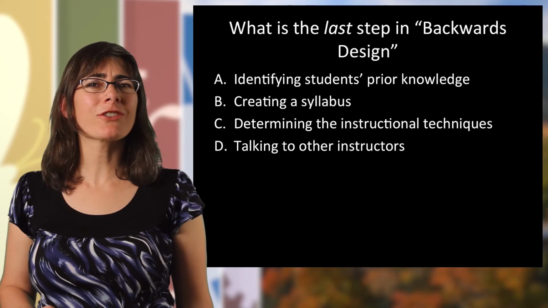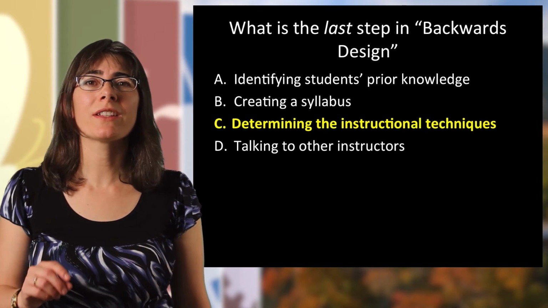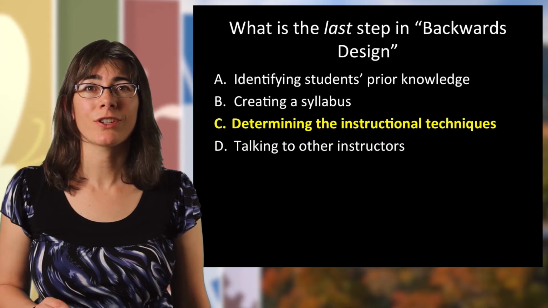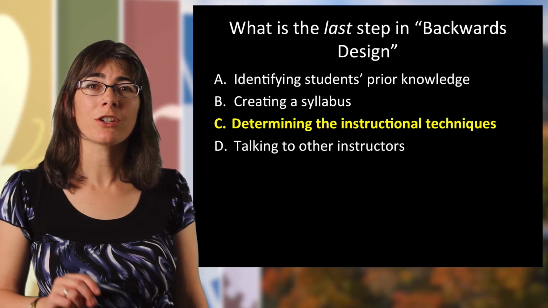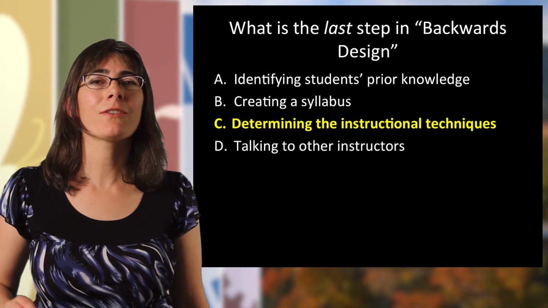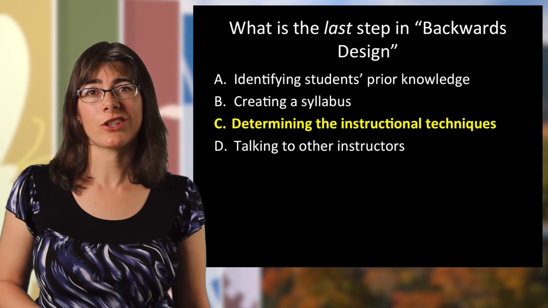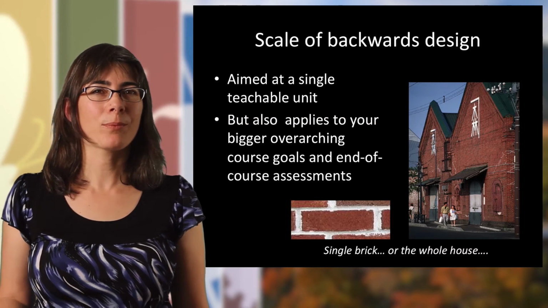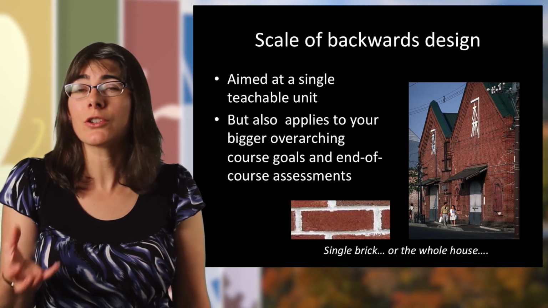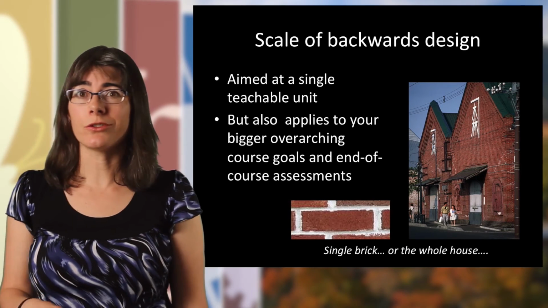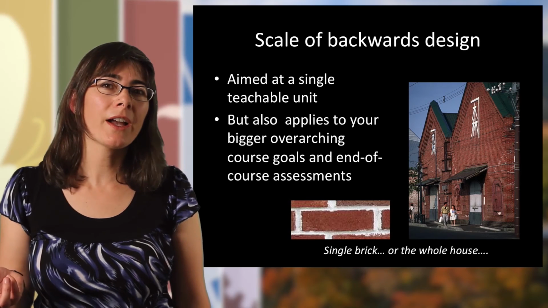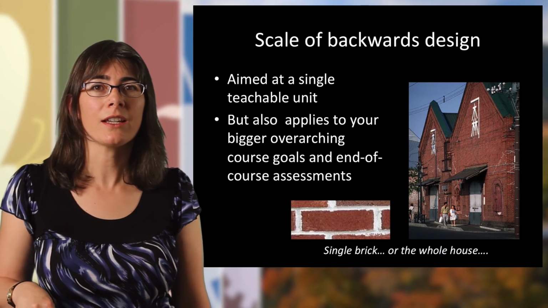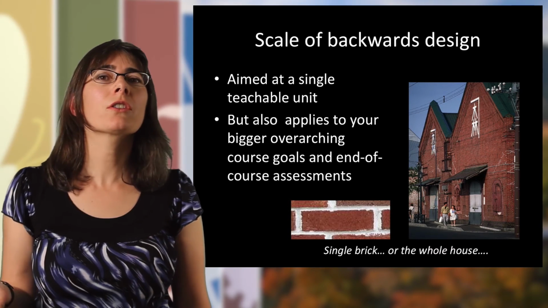The last step in instructional design is determining what instructional techniques you'll use. So you first determine your objectives and your assessments, and then the very last thing is how you're going to teach it. We usually talk about backwards design as applying to a single teachable unit, like a unit on photosynthesis or Newton's first law. But it can also apply to your lesson for that particular day, so that smaller scale, or to the course as a whole.